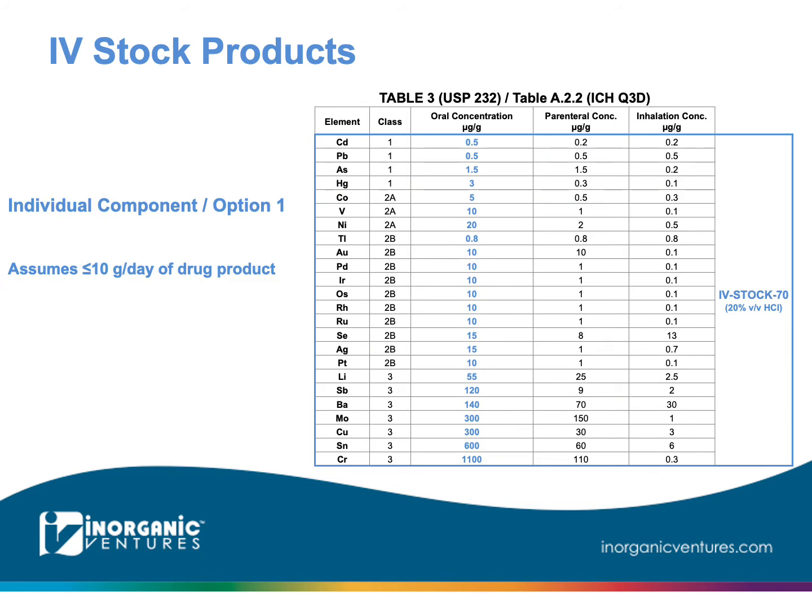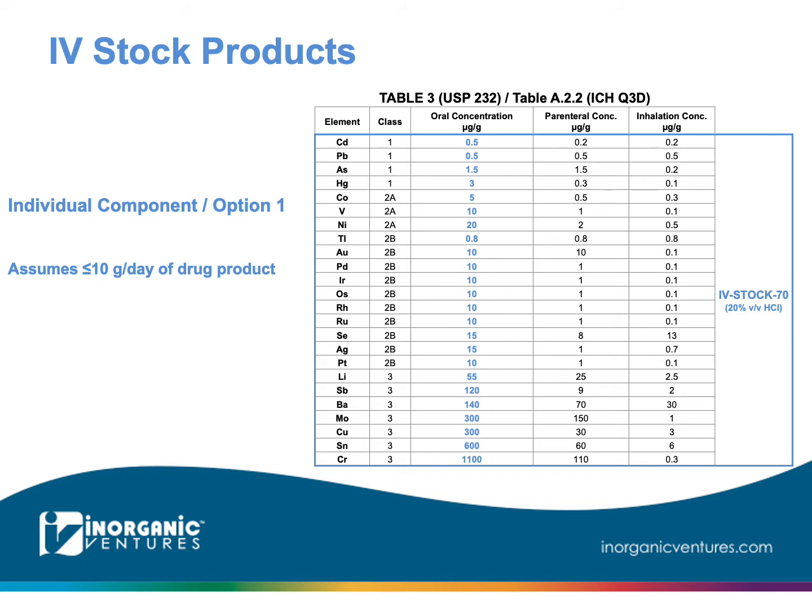The 6th product that we introduced in 2018 is based upon the limits described in Table 3 of USP 232, which corresponds to Table A22 in the Q3D method. This data table represents the individual component approach described in 232, which is also known as Option 1 in Q3D. This particular product, IV Stock 70, represents a combination of all 24 of the elements specified in the methods. And this is possible due to the lower concentrations that are detailed for the Class 3 elements.